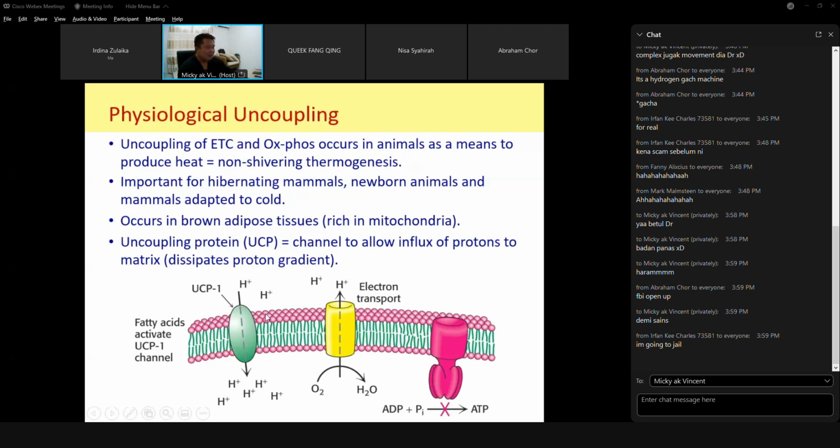So just to show lah this one, UCP1 dia letak di sebelah ni. So instead of just the normal complex number 4 and complex number 5, these people are highly blessed with UCP1, which is uncoupling protein number 1. So ini akan bantu dalam pergerakan hidrogen keluar masuk. Alright, so that is uncoupling done naturally.